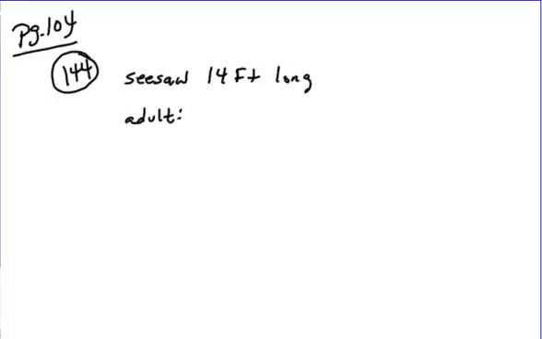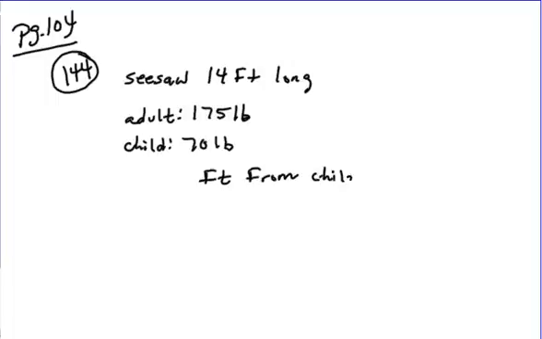What I'm doing right now with you guys is just writing down all the data. I'm not doing anything organized. I'm just trying to see it without so many words. The child weighs 70 pounds. So I'm going to write child, 70 pounds. How many feet from the child must the fulcrum be placed?